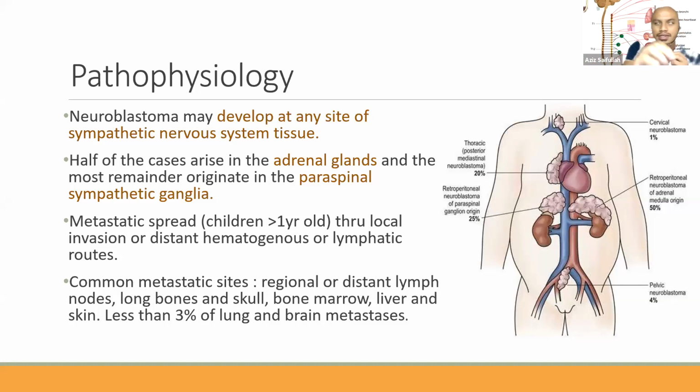It can also have metastatic spread in children more than 1 year old through local invasion or distant lymphatic or hematogenous routes. Common metastatic sites are regional or distant lymph nodes, which can come with lymphadenopathy; long bones and skull, which can cause periorbital ecchymosis; bone marrow, which can cause cytopenia; liver, which can cause liver enlargement; and skin lesions. Less than 3% have lung and brain metastasis, so it rarely metastasizes to the brain and lung. And next.